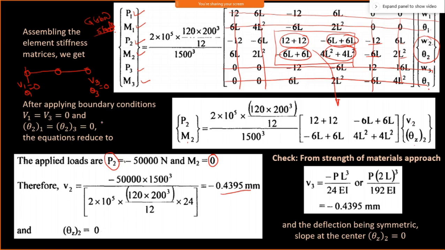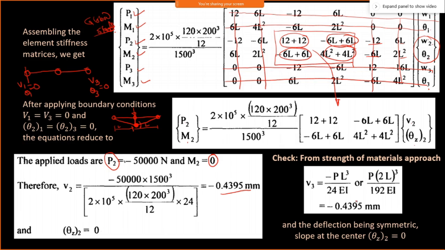Why is it showing 0? Because the length of both the beams is the same. This is L, and this also has the same L. When I apply the force onto this, it will deform in this fashion, and there will not be any kind of rotation of the node. Deformation will happen, that deformation is 0.4395, but there will not be any rotation of this node. That's why you are getting this theta 2.